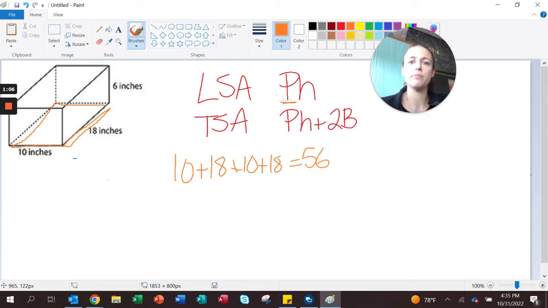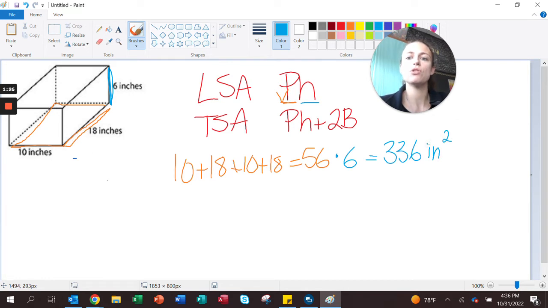You are then going to look back at the formula. So you found the perimeter, and now you are going to multiply that number by the height. So you're going to multiply this 56 by the height of your prism. So in this case, that is 6. So therefore, your lateral surface area would be 336. Don't forget your units, which is inches squared.